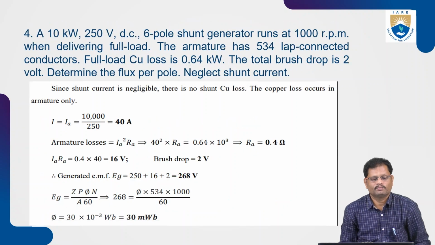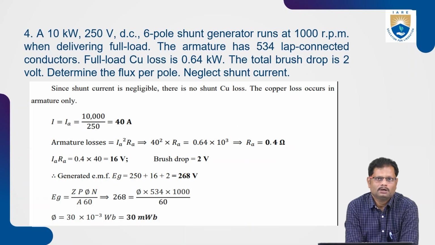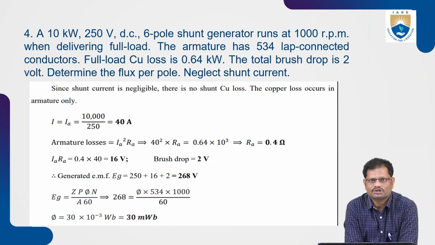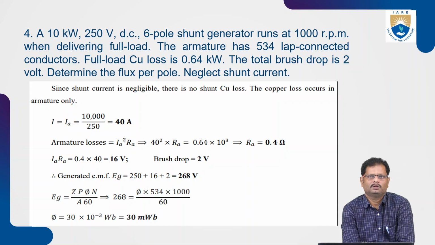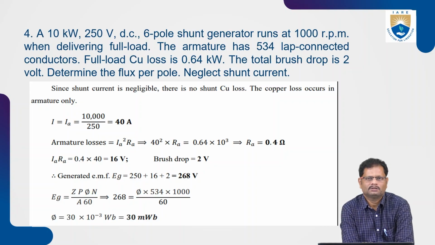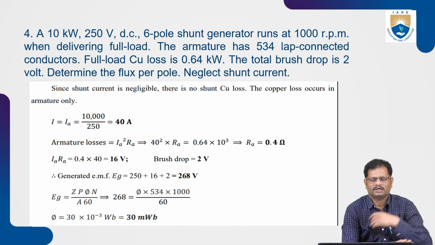And we will see a simple problem related to the DC machine. A 10 kilowatt 250 volts DC 6-pole shunt generator runs at 1000 rpm when delivering full load. The armature has 534 lap connected conductors, and full load copper loss is 0.64 kilowatt, and the total brush drop is given as 2 volts. Determine the flux per pole, neglecting shunt current.